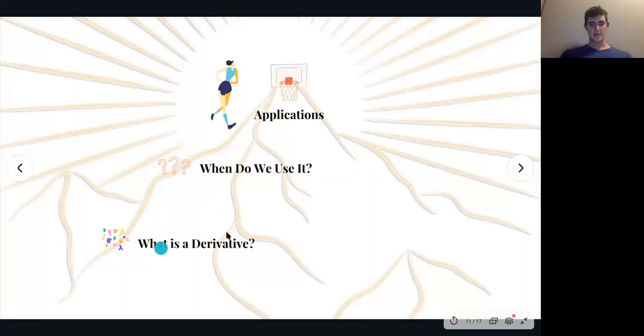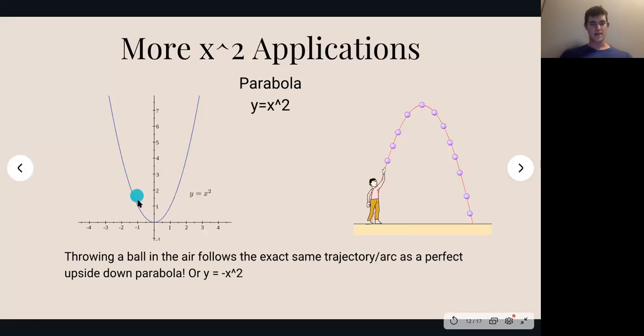So now that we know what a derivative is and how to calculate it, let's look at some applications. So we learned about what a parabola is. It's just a graph of y equals x squared. And if you throw a ball into the air, leaving wind resistance out of it, the ball will follow an exact parabola shape of y equals x squared times some constant. It will follow the perfect trajectory of a parabola.